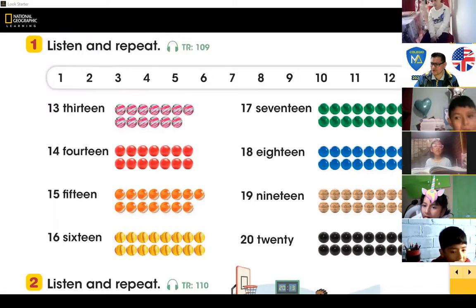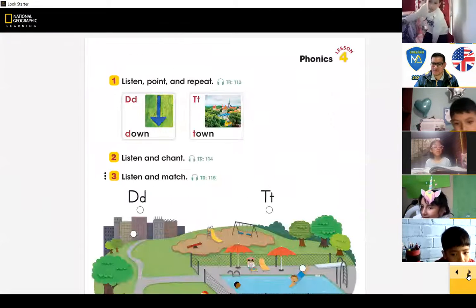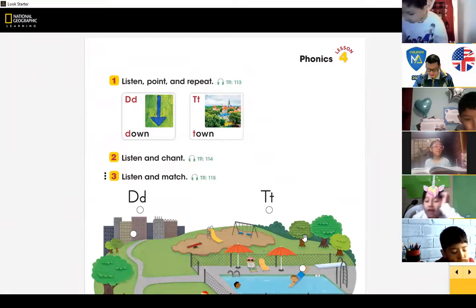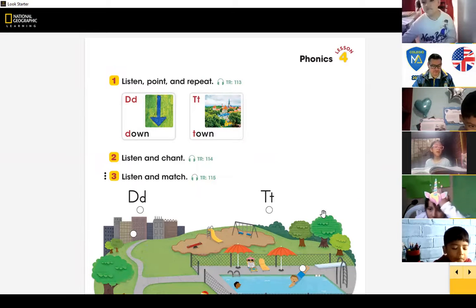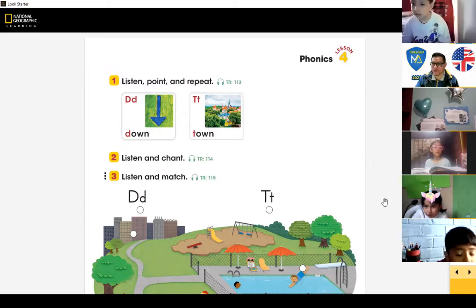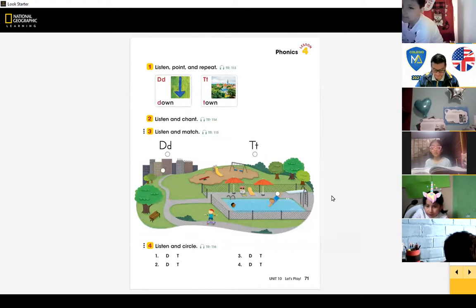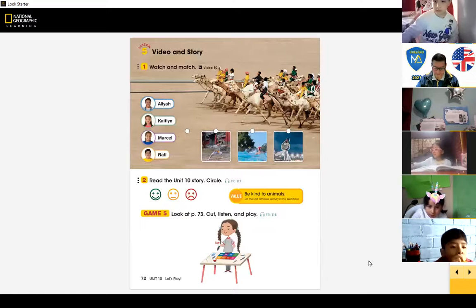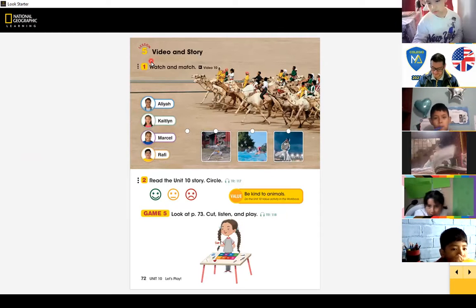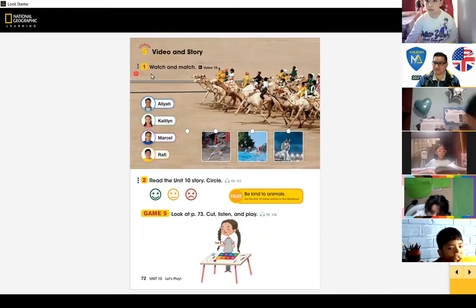Now let's see, students, we must go to the next part. What do we have here? Okay, let me check. This is something that we have to work on now. We did this the previous class, 71. Now it's time to work on this part, the 72. Here says, lesson 5, video and story, activity 1, watch and match.